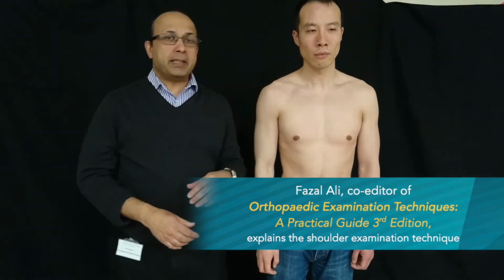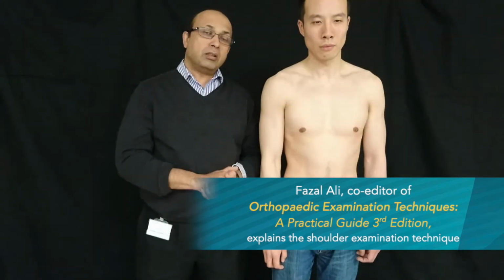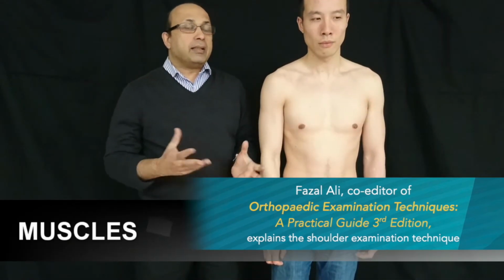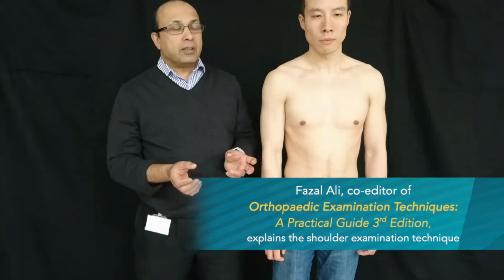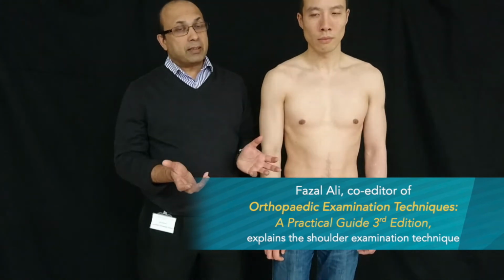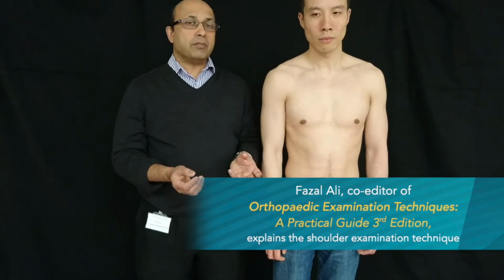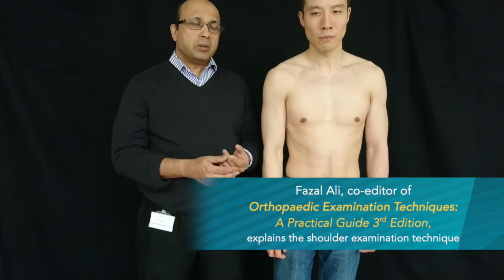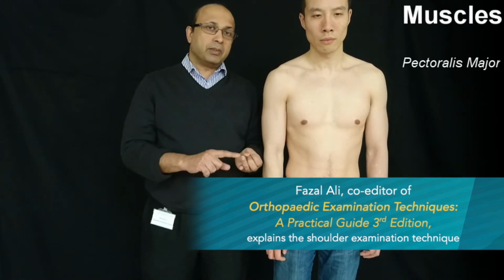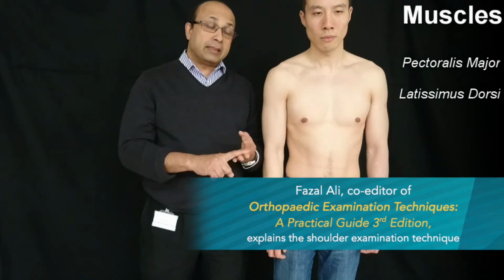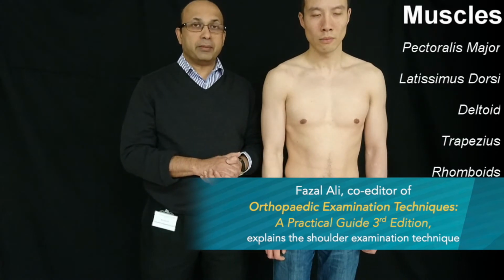Before we complete the examination, where I said you always remember the joint above and the joint below and neurovascular testing, I'd like to demonstrate to you other muscles of the shoulder girdle. Remember, when you look at a patient and they have shoulder pathology, they can have significant wasting around the shoulder girdle, and you're not sure whether this is the rotator cuff. It could be other muscles around the shoulder girdle. So I'll demonstrate to you in particular these muscles: the pectoralis major, latissimus dorsi, the deltoid, the trapezius, the rhomboids, and the serratus anterior.